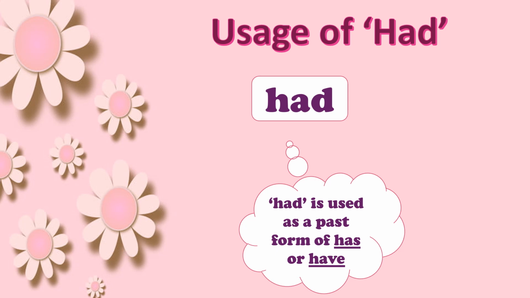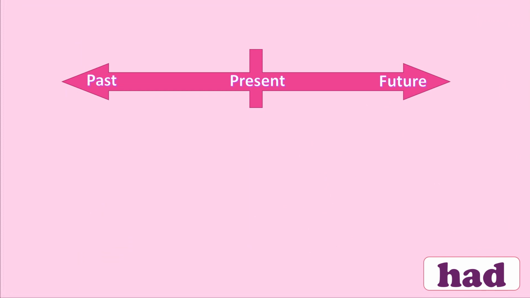Next we'll discuss where to use had. And children, had is generally used as the past form of has or have. Now you know time is divided into three parts: present, past and future. Present means the actions that are happening now. Past means they have already been completed or already been done, and future, they are going to happen.